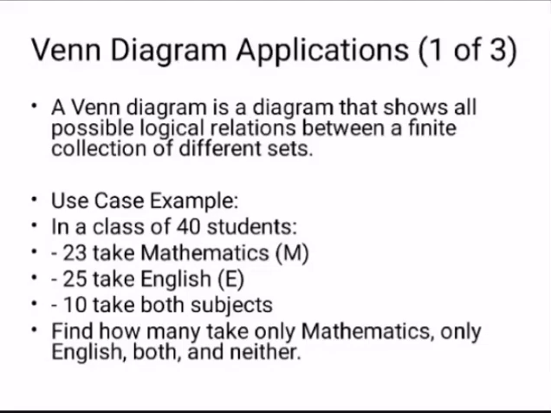The same thing goes for English. We're trying to find the number of people taking only English. We're going to subtract 10 from 25, and that makes it 15. So 15 people are taking only English. And the question was asking us how many people take both, but from the question, we know that 10 people are taking both subjects.